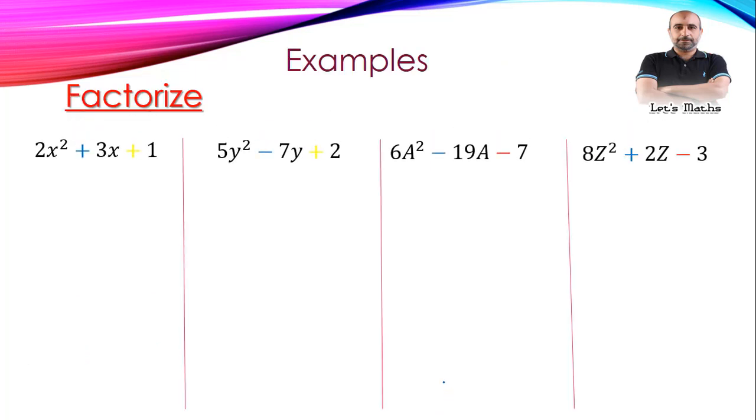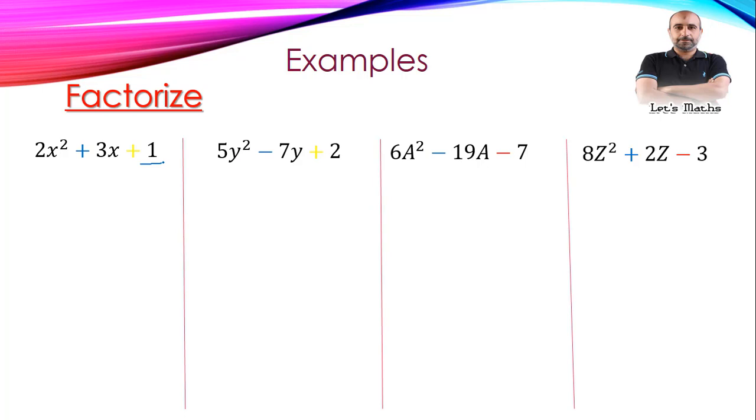Now let's take some examples. The 4 cases: adding and adding, adding and subtracting, subtracting and subtracting, subtracting and adding. First, the primary step. The primary step is to find common factors. There is no common factor in any of them. Then we will perform our steps.